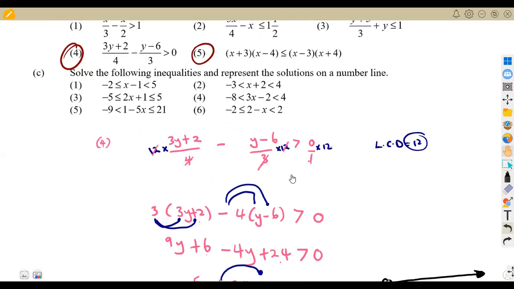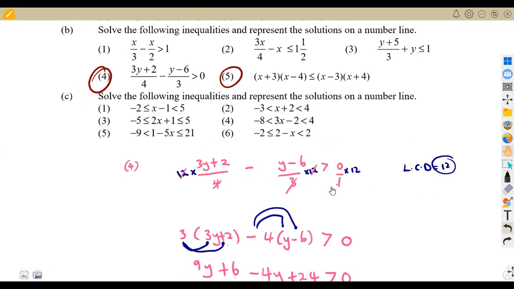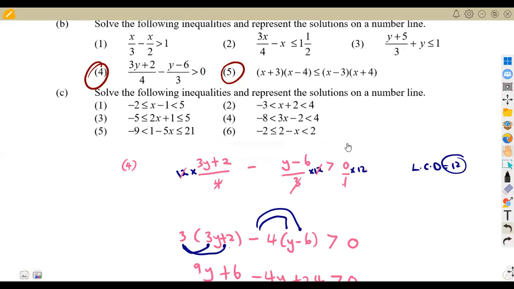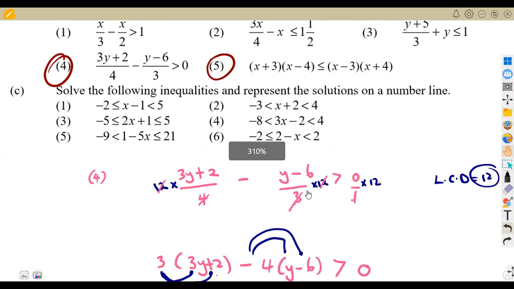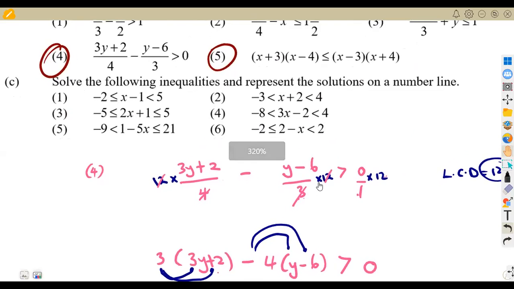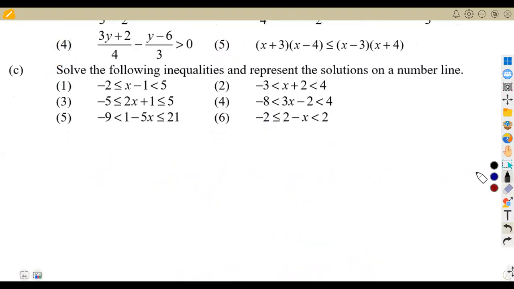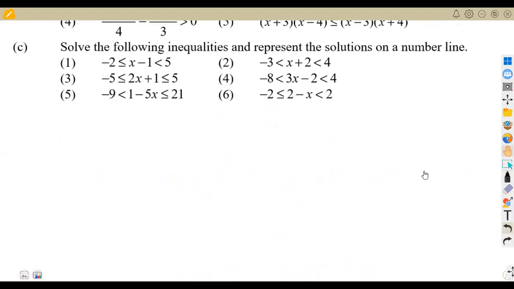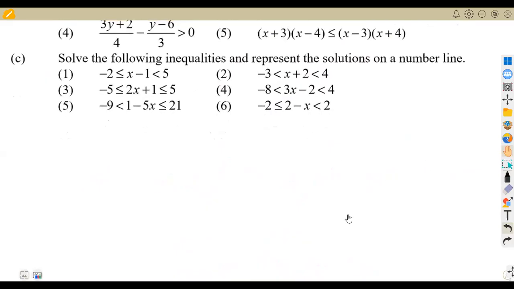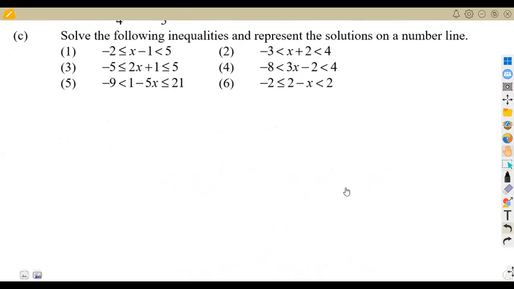So like I said, I just want to challenge you guys with question number 5. I want you to try that question, expand your brackets. Then after that, you see that you're going to form the x squared, and the x squared will cancel. You just remain with a linear inequality, all right? So try number 5. Then we're going to do part C together.